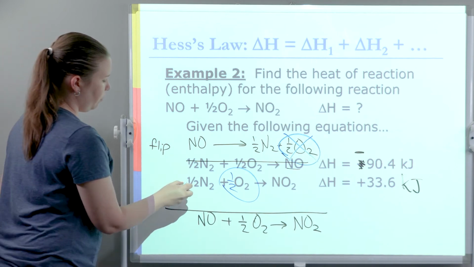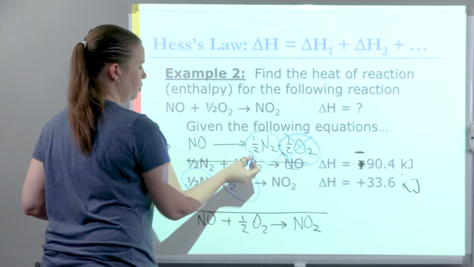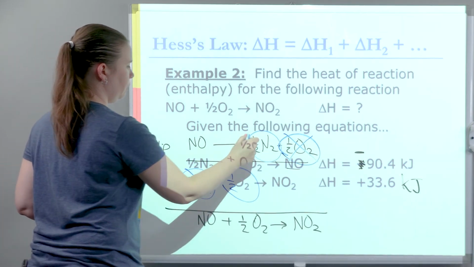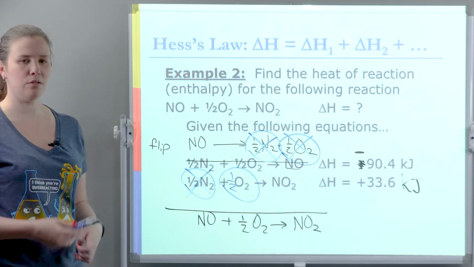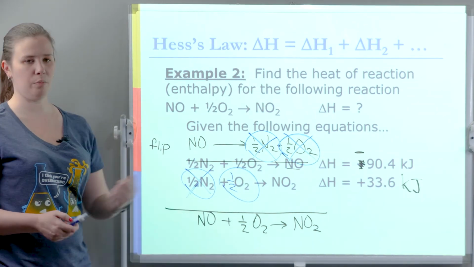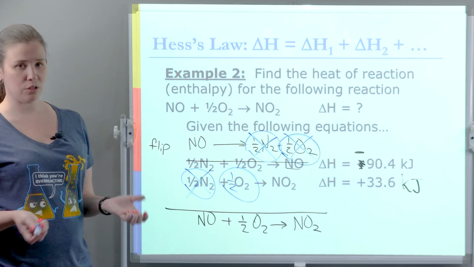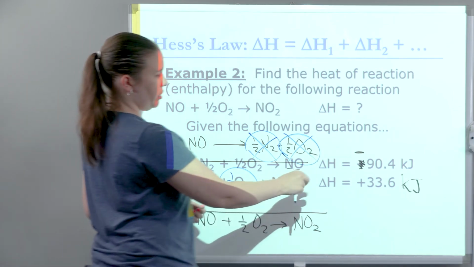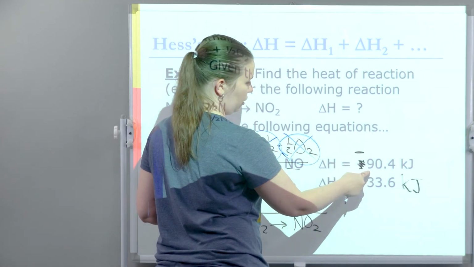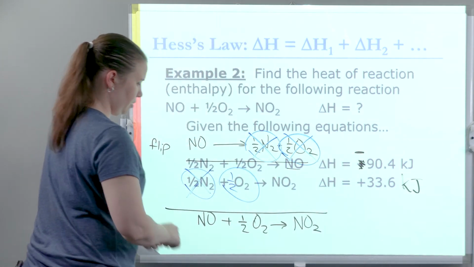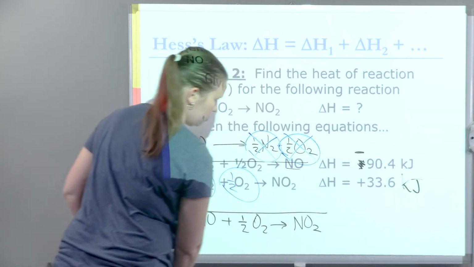There's also the problem of the half N2, but notice one's on the left and one's on the right. So they're going to cancel completely, which is why they don't end up in the product without having to do anything else. So all we really did is flip the first equation, which means we just need to make sure we're combining the negative 90 with the 33.6. So what do we get for our final answer this time?